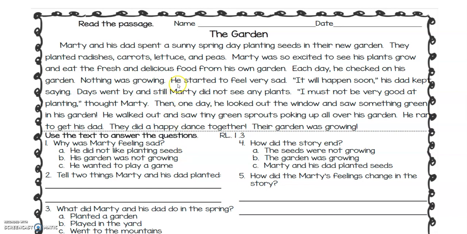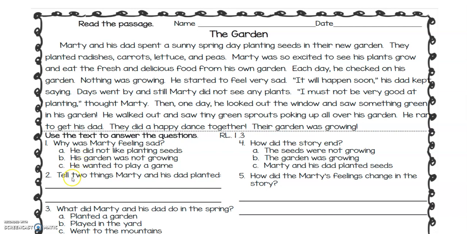I'm going to go back up here to the text where it says he started to feel very sad. And I'm going to look at the sentence before it and see what it says. Nothing was growing. That matches this answer, B, his garden was not growing. So why is he sad? Our answer is B, his garden is not growing.